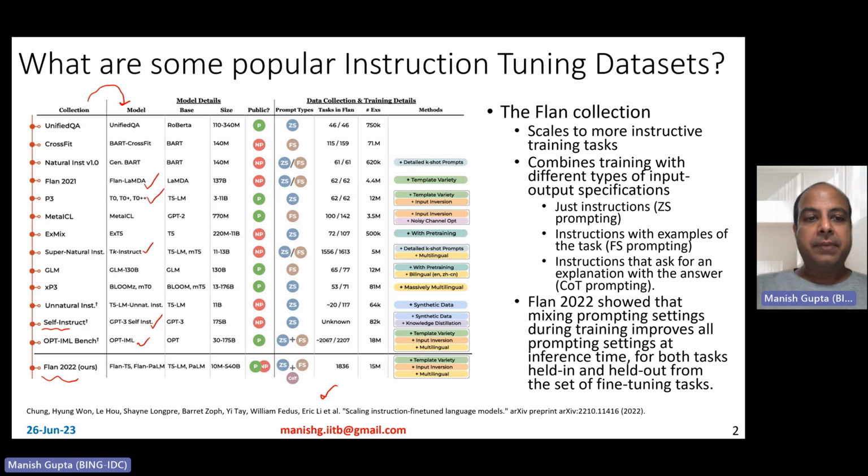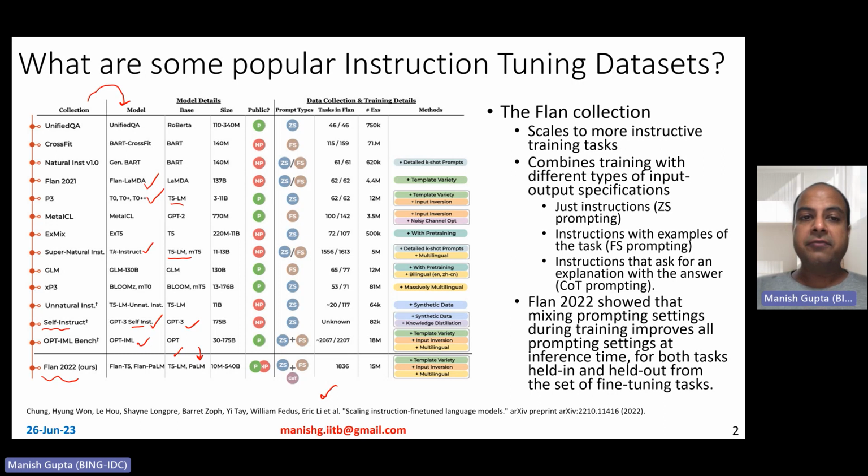The base models, of course, are different. As you see, the base model for Flan T5 is going to be T5 itself. For Flan PaLM, the base model is PaLM itself. And then for GPT-3 in self-instruct, for example, GPT-3 is the base model. Then for TK instruct, T5 LM and MT5 are the base models. For T0 model, again, T5 LM is the base model, and so on.